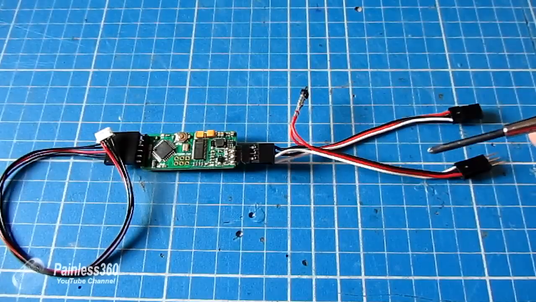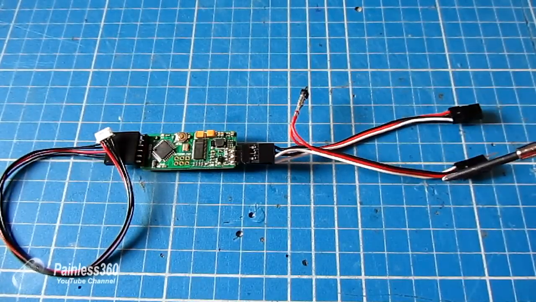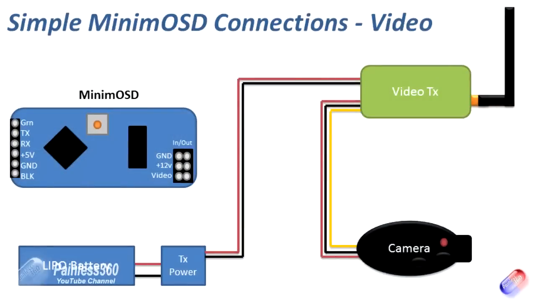The other half then, we need to talk about what we're going to put into the board so it can connect to the camera and the video transmitter. So here's the MinimOSD on the left, and we have the video transmitter connected via the typically three cables down into the camera. So the way it needs to work is that we need to put the MinimOSD in between the cable that runs from the camera to the video transmitter.